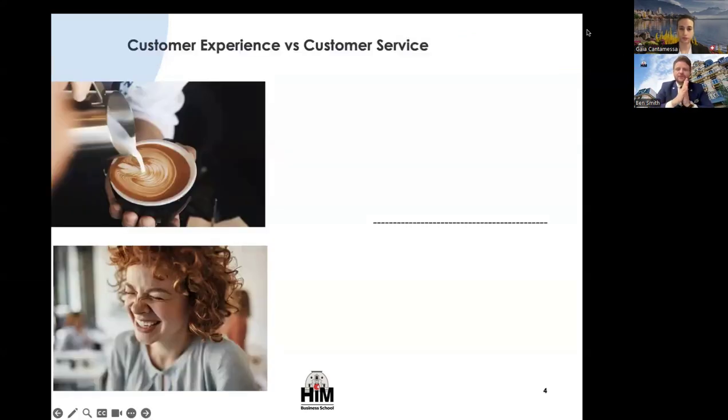We can't really talk about customer experience without covering or differentiating from customer service. So this is the first thing we have to unpack, and it's the first thing I discuss with my students here at HIM Business School. And the key really is to show the importance of customer service and make it clear that one cannot exist without the other.